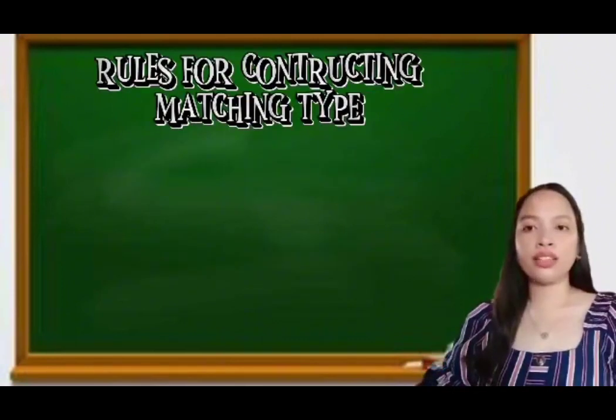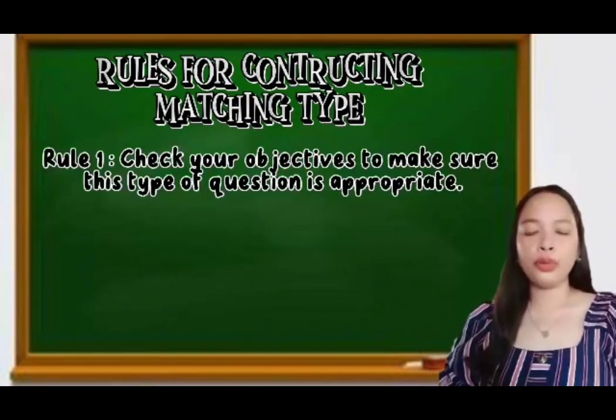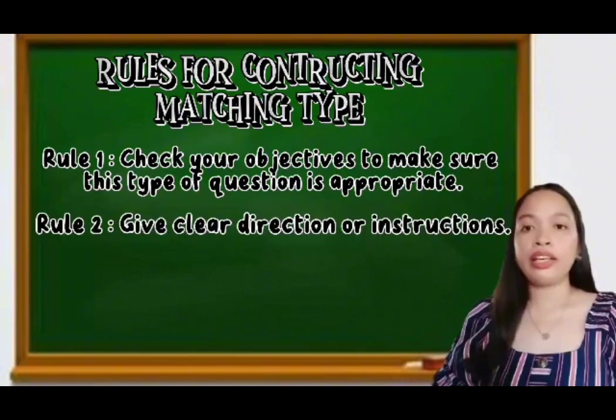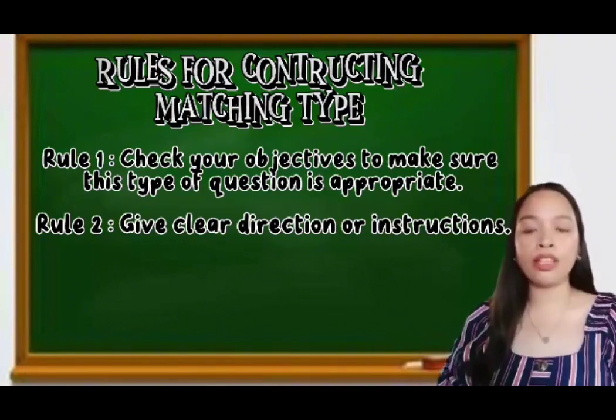Rules for constructing matching type. Rule number 1. Check your objectives to make sure this type of question is appropriate. Rule number 2. Give clear instruction or direction. The direction to the students should explain how many times a response can be used.